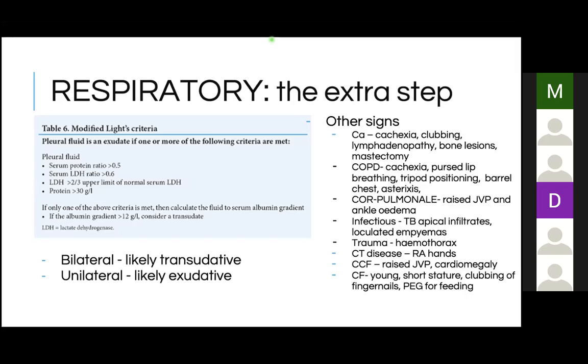Trauma, so a hemothorax, and then connective tissue disease. There could be rheumatoid arthritis visible in the hands, and then congestive cardiac failure, raised JVP, ankle edema, cardiomegaly, but cardiomegaly you'd only really know on chest x-ray. And then cystic fibrosis, so this is actually a hint for the next question. So generally a young patient, short stature, there's clubbing of the fingernails, and a PEG for feeding.